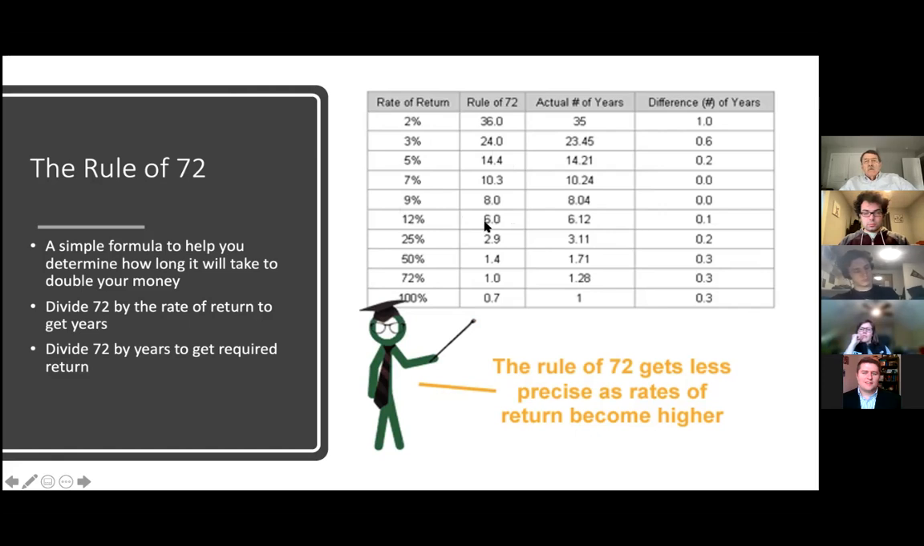You can also divide 72 by the number of years, and it'll tell you what rate of return you need. So let's say you want to double your money in 5 years. Well, you divide 72 by 5 and you have about 14%. So it's just something you can do in your head. If you have a particular goal in mind, you can say, okay, it looks like I can do this, or it looks like I can't do this. It's a reasonability check more than anything else.